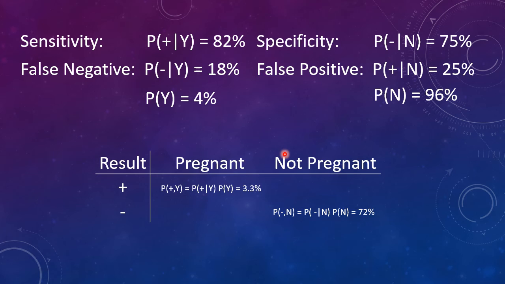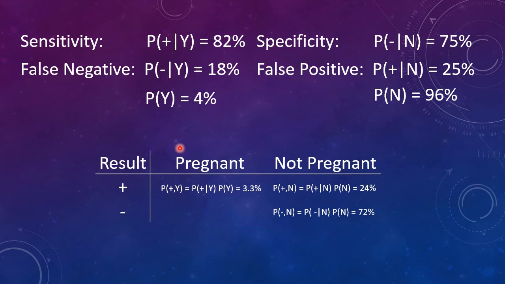Let's start with the proportion of women who are not pregnant but get a positive test result. So we take the false positive rate, that is the proportion of women who get a positive test result given that they are not pregnant, and multiply it by the proportion of women who are not pregnant. So we take 25% and multiply it by 96%, and that gives us 24%. 24% of women are not pregnant and yet get a positive test result.